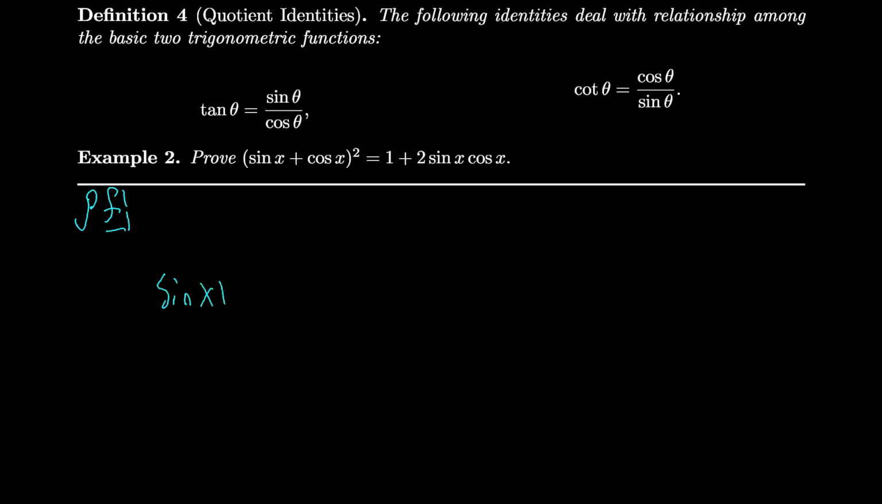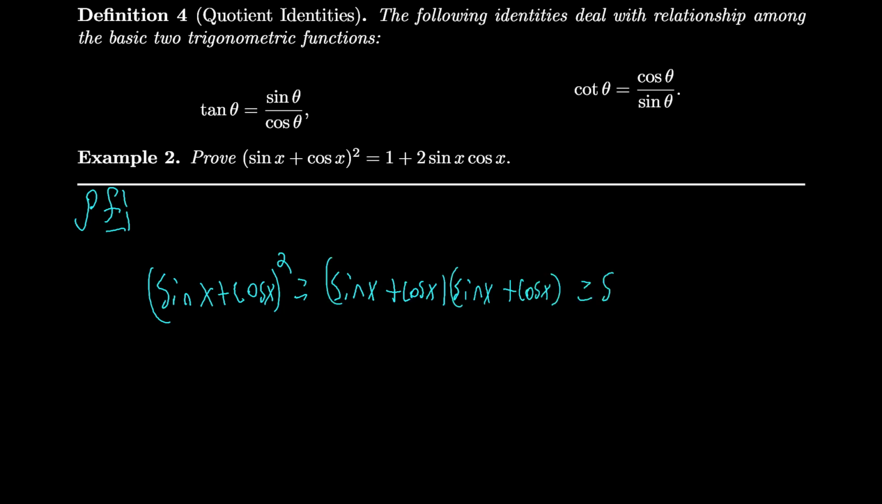Well, we have sine x plus cosine x all squared, and that just equals sine x plus cosine x times sine x plus cosine x, which just equals sine squared x plus 2 sine x cosine x plus cosine squared x.